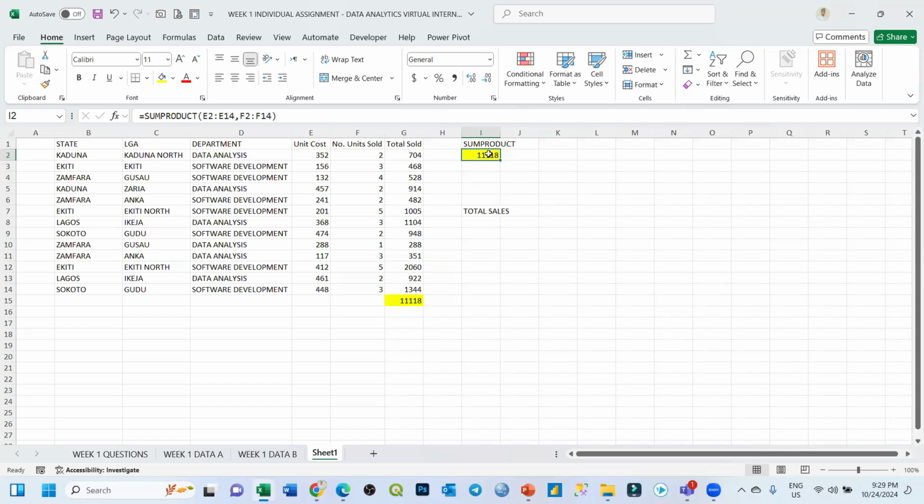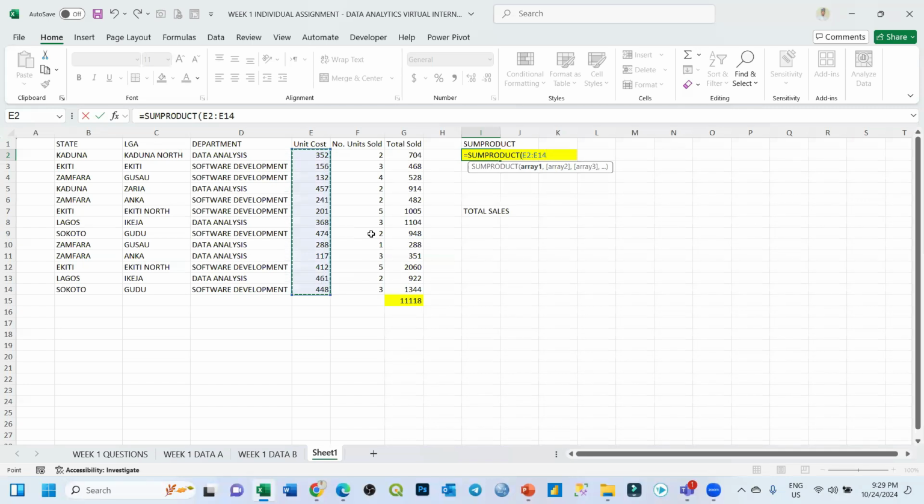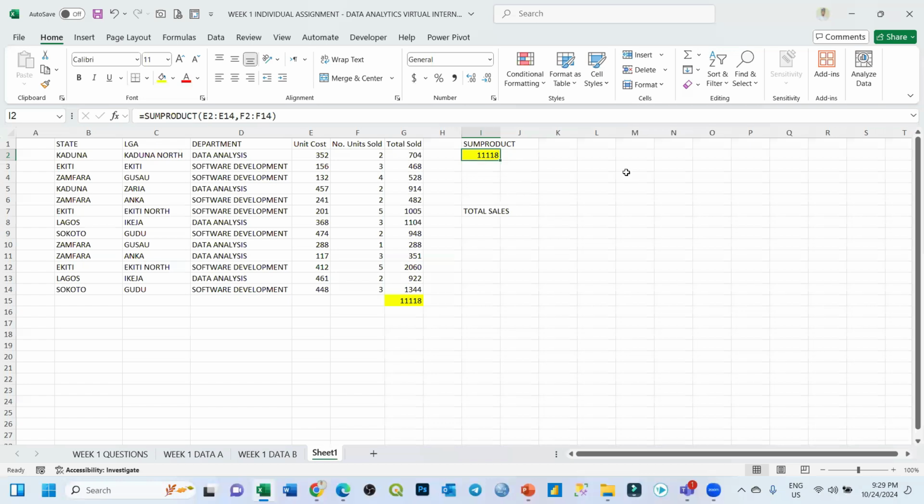All you need to do is just say equals SUMPRODUCT, then you highlight the first column that you have, then you highlight the second one. When you close the bracket, it will multiply them one by one for you and sum them together. Then you press enter, and it will give you the total value. It's the same as what you did before, but SUMPRODUCT is the shortcut that enables you to do that within a short period of time, without spending much time multiplying and summing at the end.